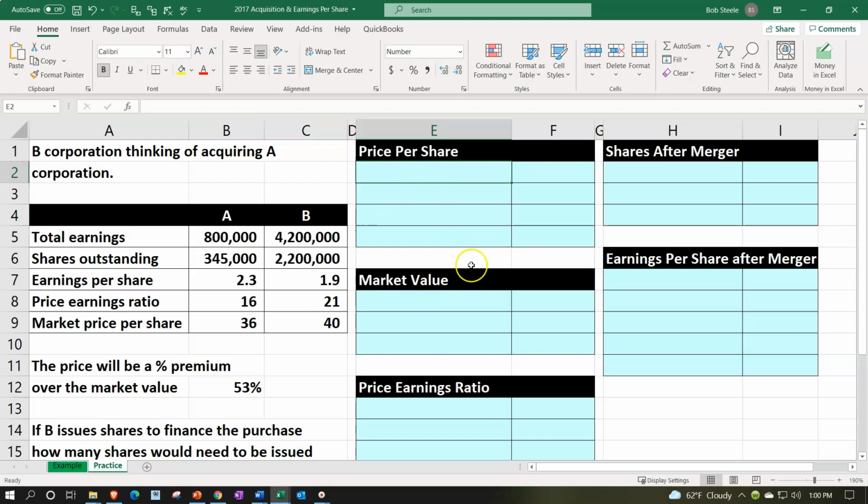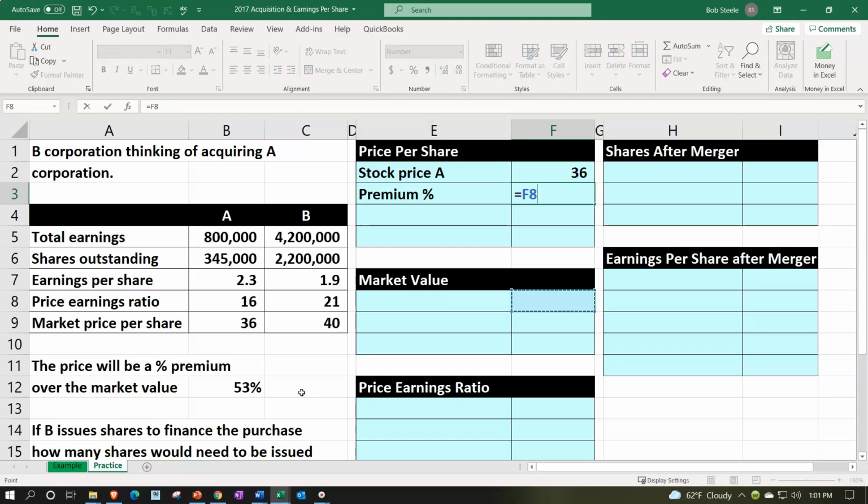The price per share that we're thinking the buying would be is going to be 50% over the cost of the stock. So let's say the stock price for company A, which we're going to be purchasing, B is purchasing A, is going to be equal to the 36. And we said there's going to be a 53% over and above that price, so that's going to be the premium. Let's call it the premium percent, equal to the 53%.